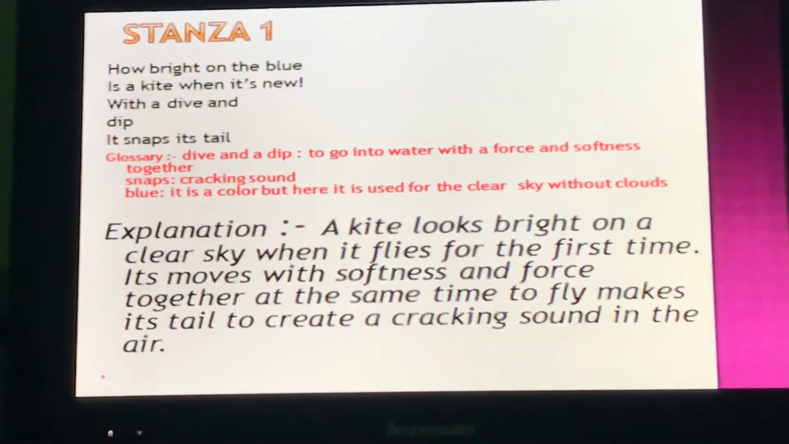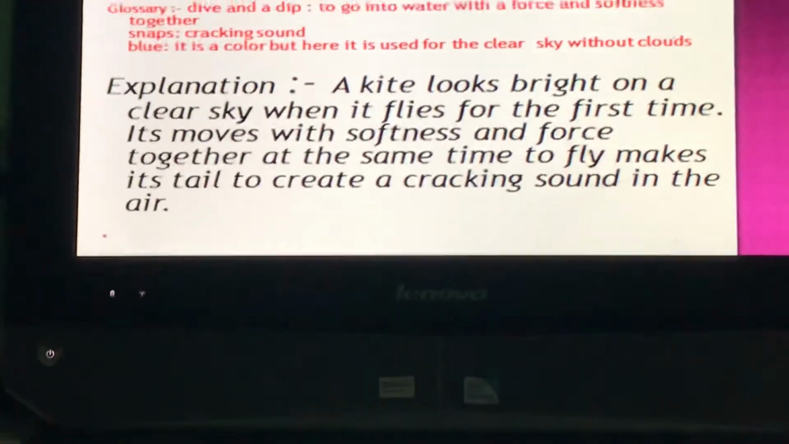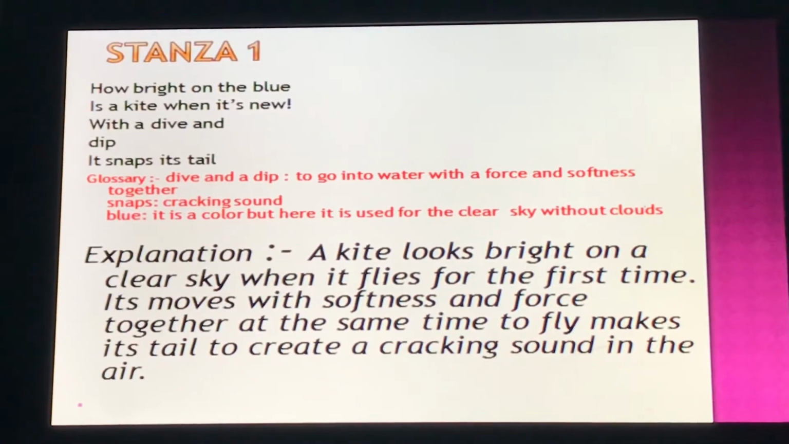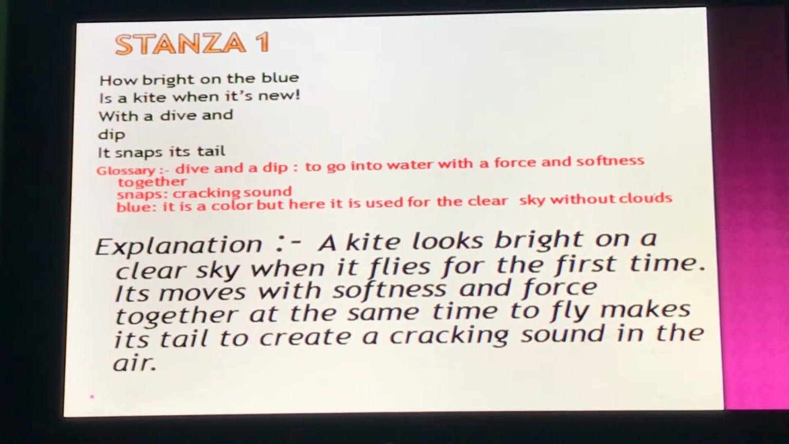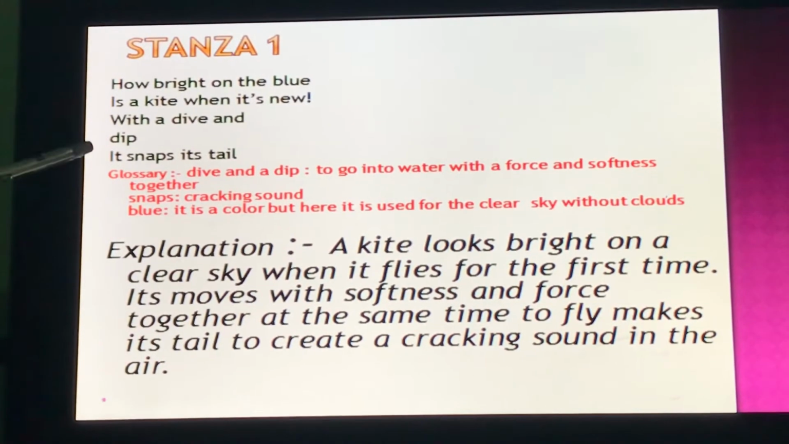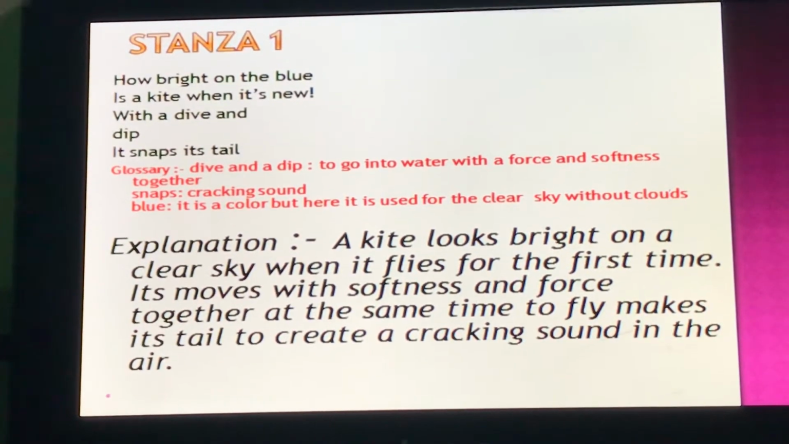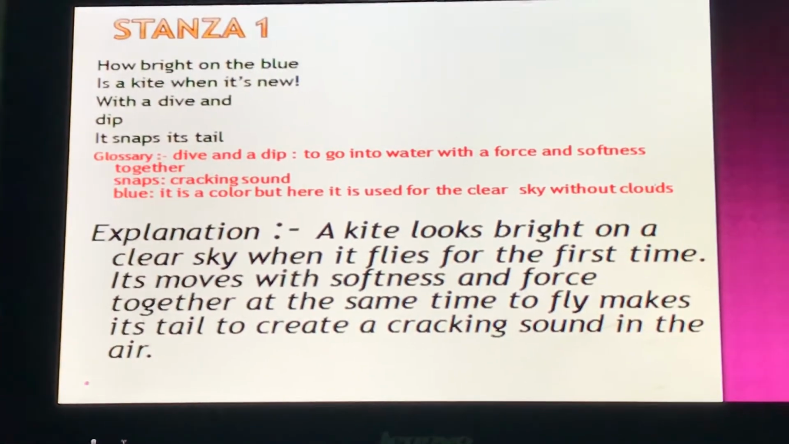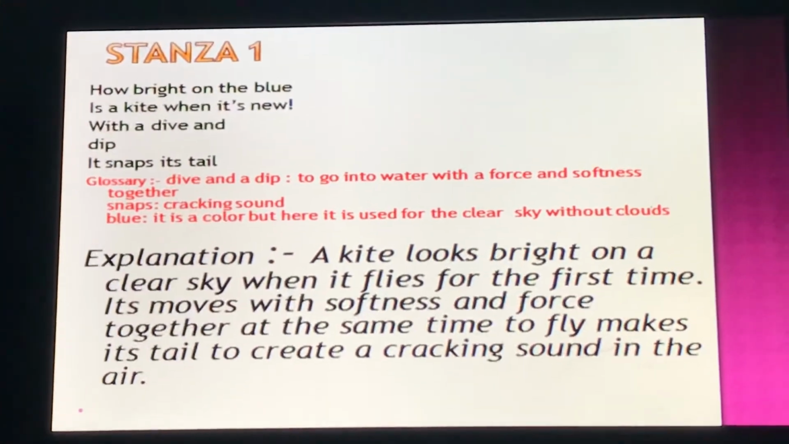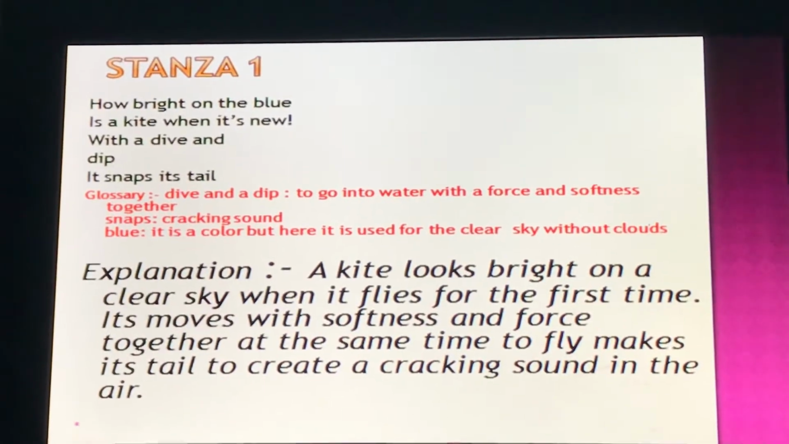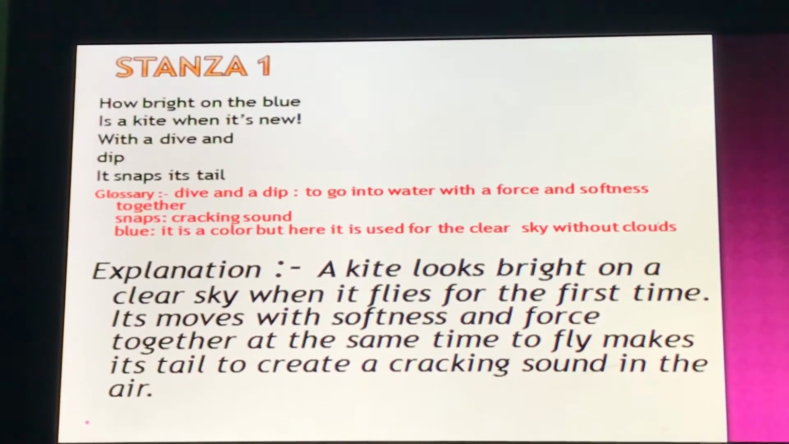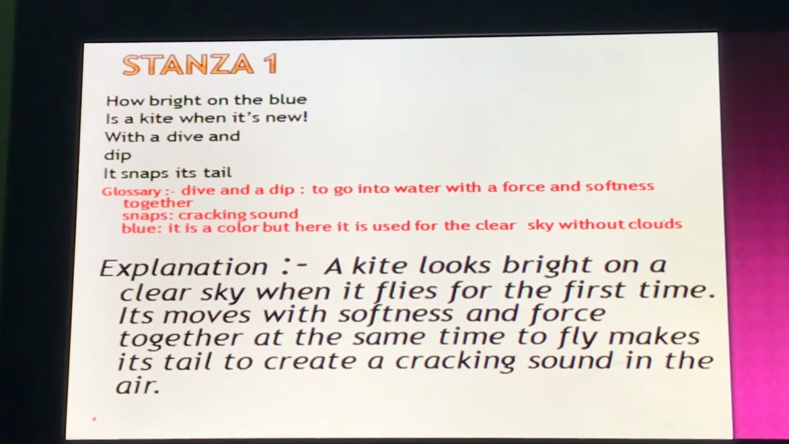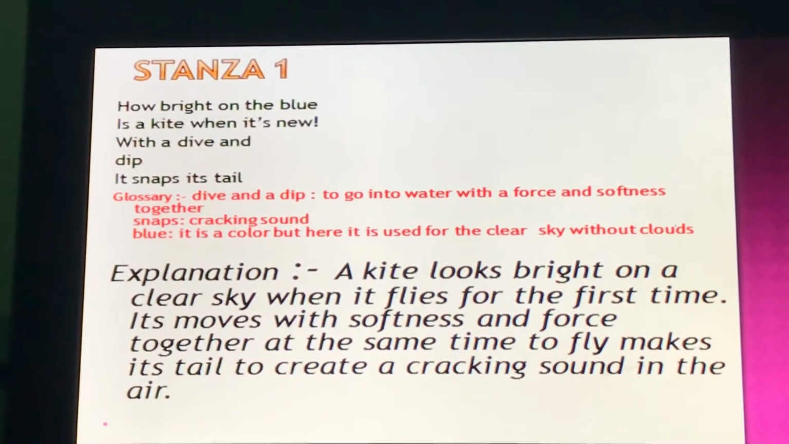Let's read. How bright on the blue is a kite when it's new. With a dive and dip, it snaps its tail. It is a kite over here. Dive and dip stands for to go into water with force and softness together. Snaps means a cracking sound. And blue: here blue is not the color, it is for sky without clouds.